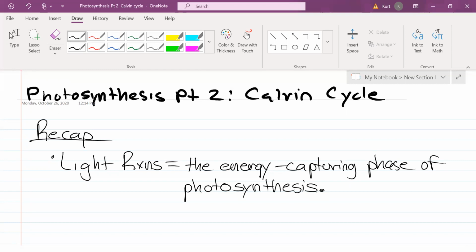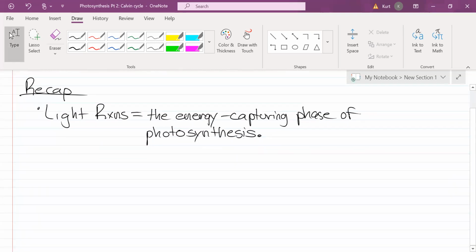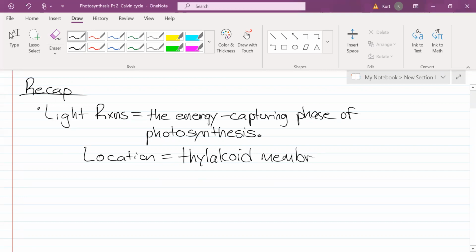In part 1 of photosynthesis, you make the energy. In part 2, you use the energy. Remember that the location of the light reactions was the thylakoid membrane. It basically serves as an electron transport chain.